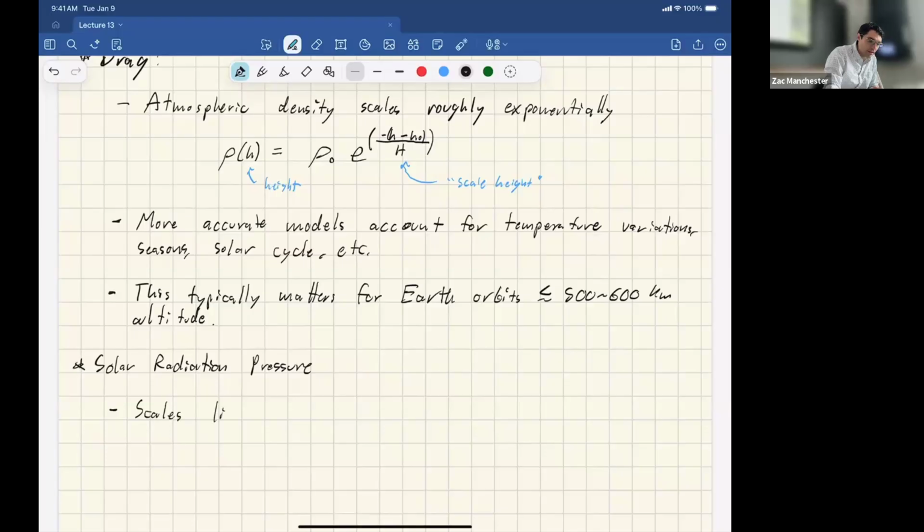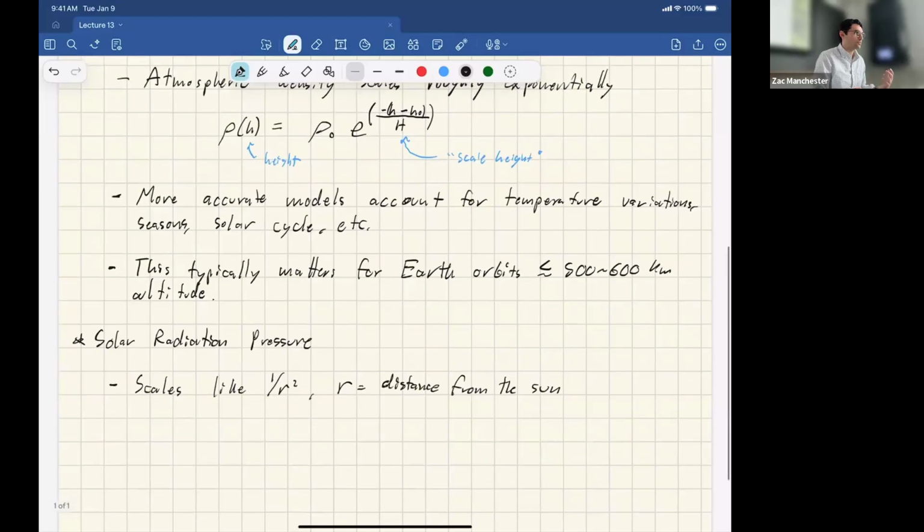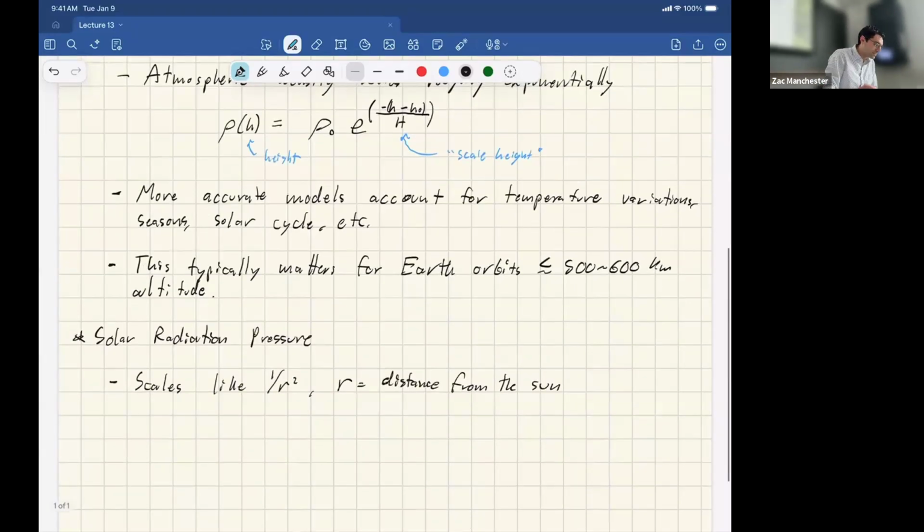So this scales like 1 over r squared from the sun, where r is the distance from the sun. Isaac Newton figured that inverse square law out. That was kind of the original gravity thing, but it's kind of everything. And then this is kind of fun, weird physics stuff.